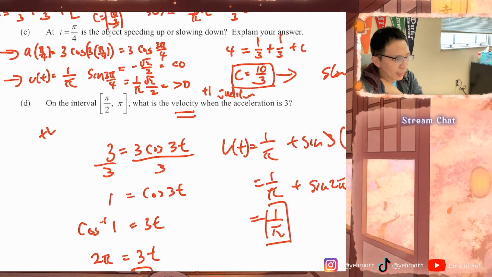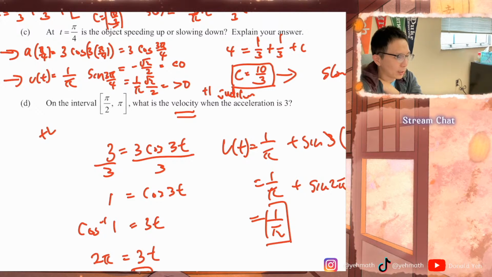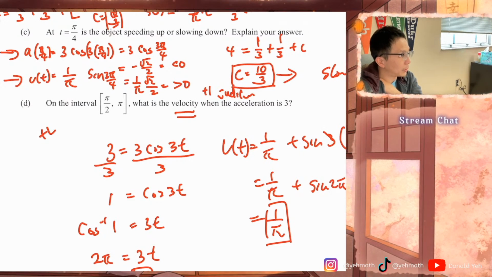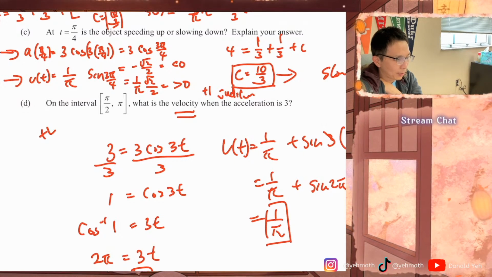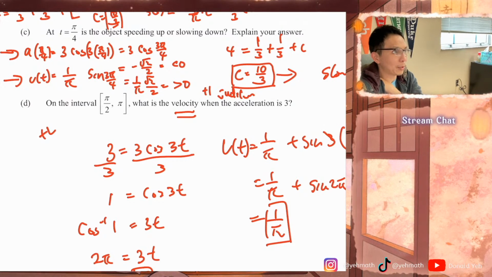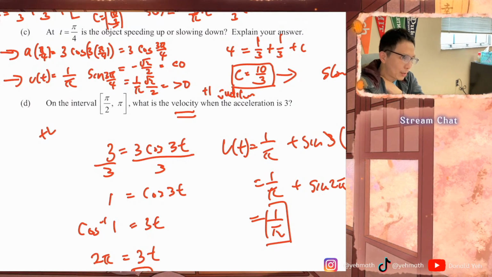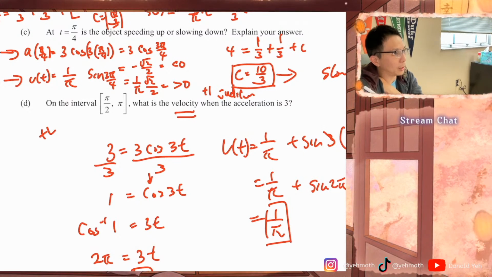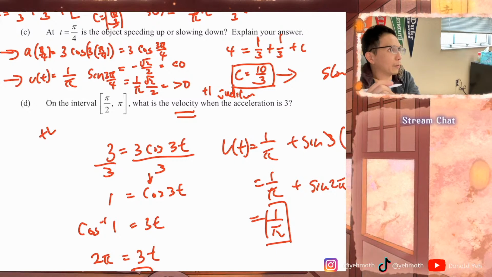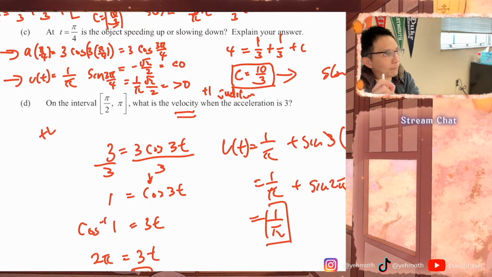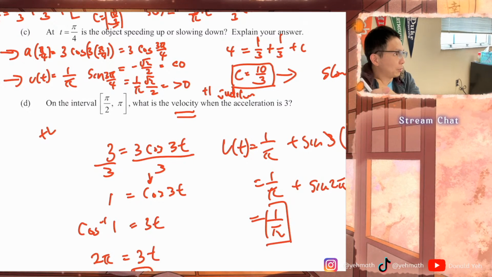So the last part is harder because you're going to set the acceleration equal to 3. And you're going to divide by 3 on both sides. And that's going to be cosine 3t equal to 1. Now, this requires a little bit of trigonometry skill. This means inverse cosine of 1 is equal to 3t. But what's inverse cosine of 1? That means on the unit circle, when x equals 1, which radian is going to be true?